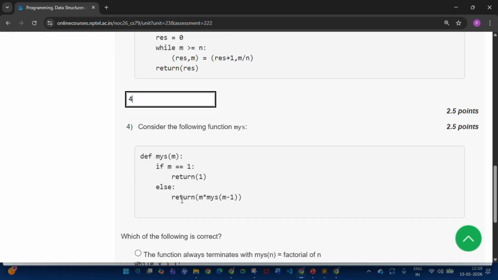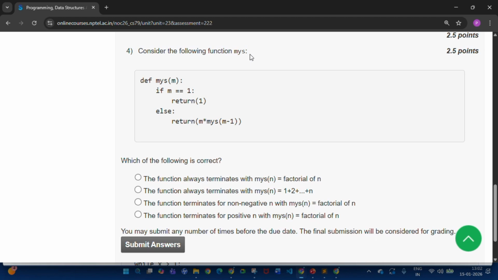Now coming to the fourth question. Consider the following function MOS. Which of the following is correct? The answer of this question will be option number 4. That is, the function terminates for positive n with MOS(n) equal to factorial of n.